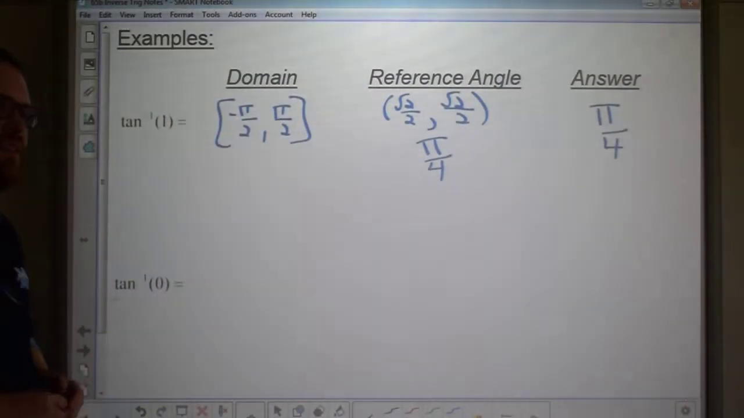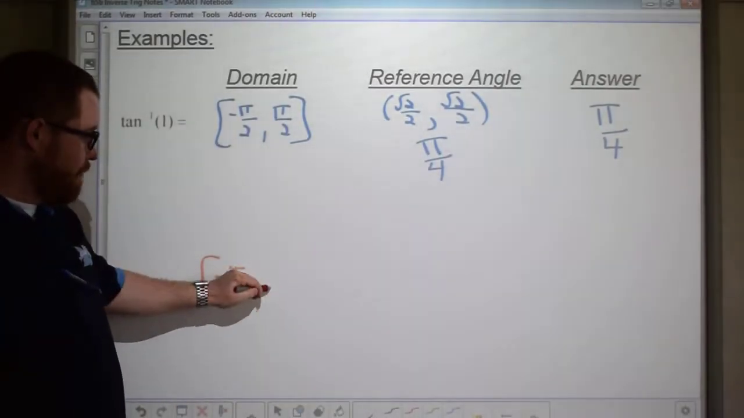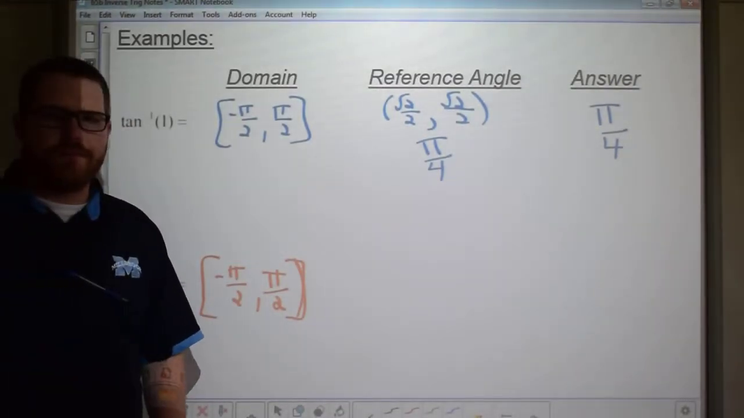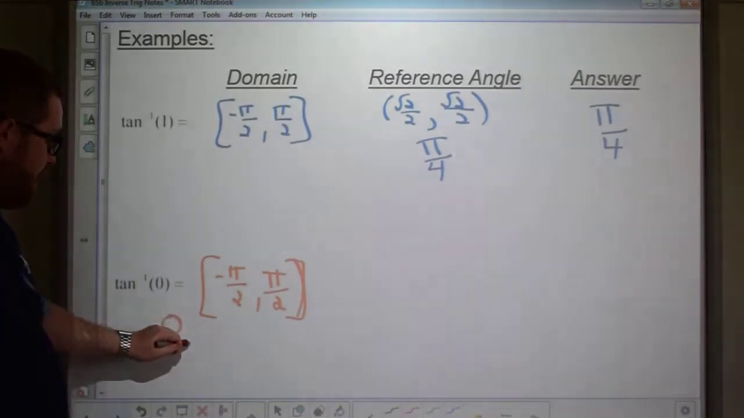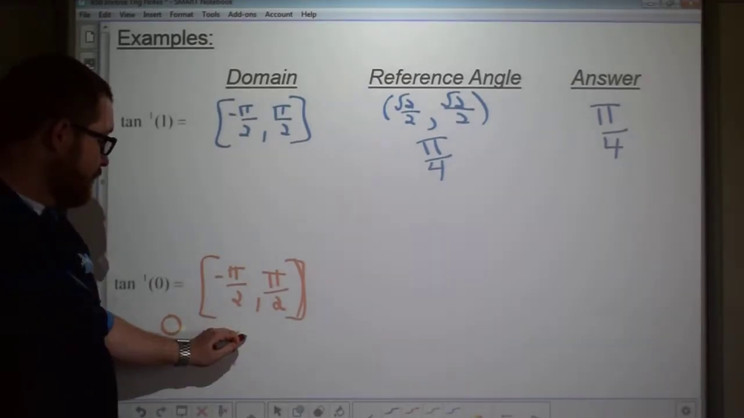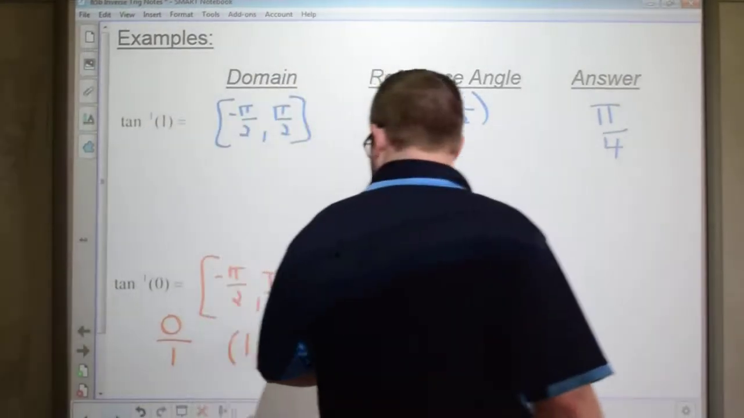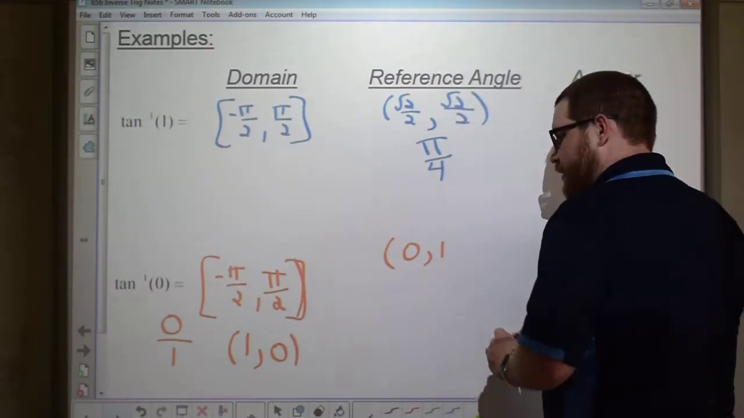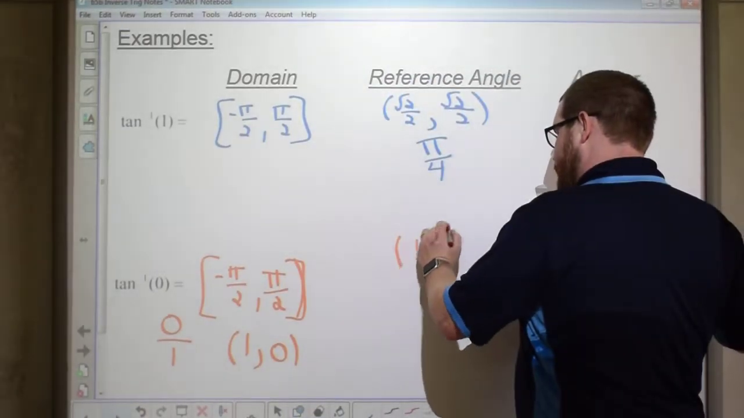How about a tangent of 0? Well, between negative pi over 2 and pi over 2, where do I have a point that when I divide it, I get 0? Well, what's the only way to divide to get 0? You get 0 when you get 0 on top and a number on the bottom. And the only other number that has a point of 0 is 0 and 1. So I'm looking for the point 1 comma 0. So that y divided by x would be that. So the y value is 0, the x value is 1. I'm sorry. The y value is 0, the x value is 1.